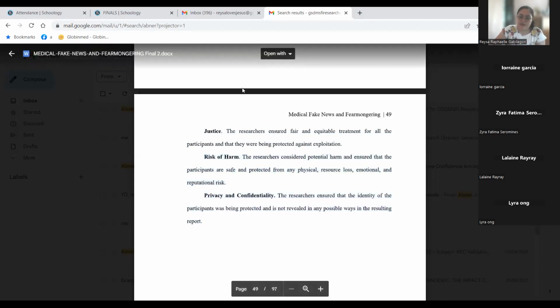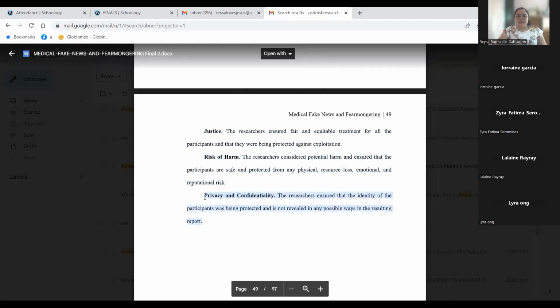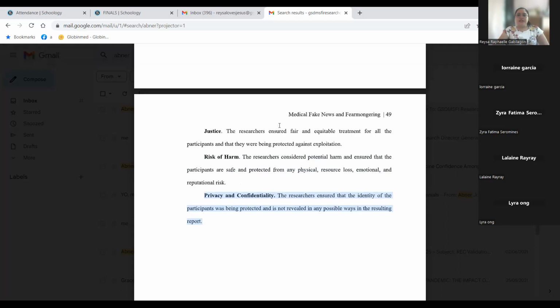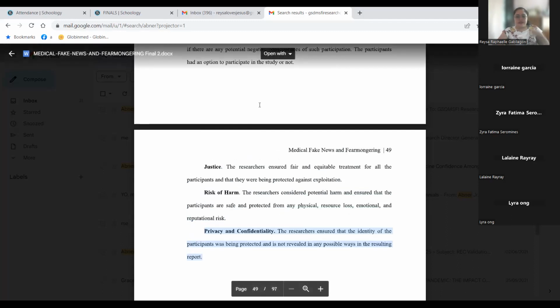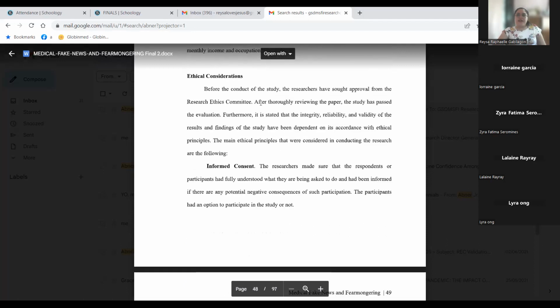And then they have a clause here for the privacy and confidentiality. Okay, just a simple statement that you will really ensure that all collected personal information will not be leaked, will not be revealed to the public. Just a simple statement. Okay, so this one is not really a long section in the methodology.